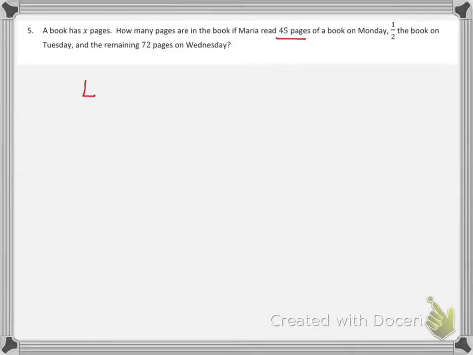on Monday, so that's 45, plus half of the book, well, half of X, because we don't know how many pages the book is, but it's half of X, on Tuesday, and then the remaining 72 pages on Wednesday. And that's all equal to the total book, which is X. So we have Monday, Tuesday, Wednesday, and then X is the total book. So let's combine like terms.